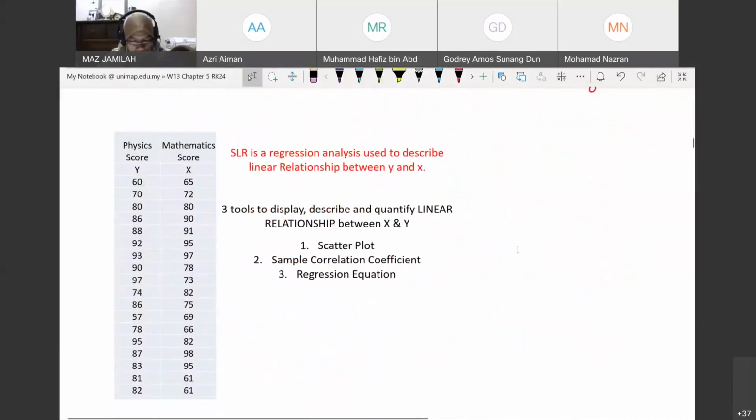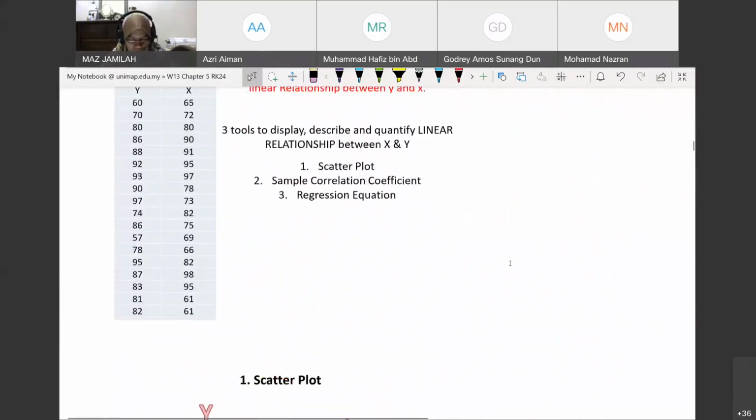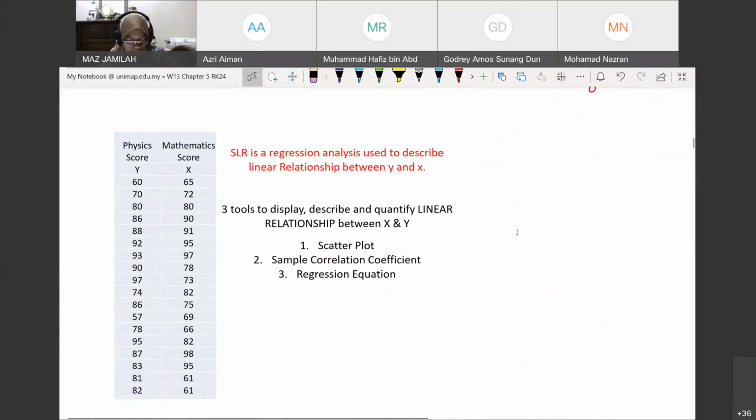Now let's look at our example. Look at your textbook on page 167, example 5.1, describing the relationship between the two variables. There will be three tools we can use to display the linear relationship between x and y. The first one is what we call the scatter plot. The second one is the sample correlation coefficient. And the third one is the regression equation. So we are going to see them one by one.